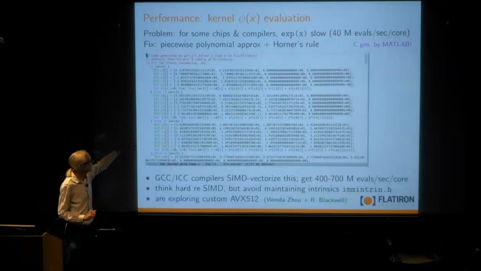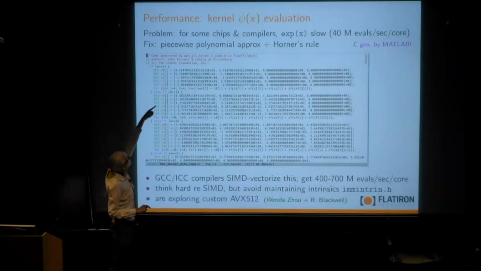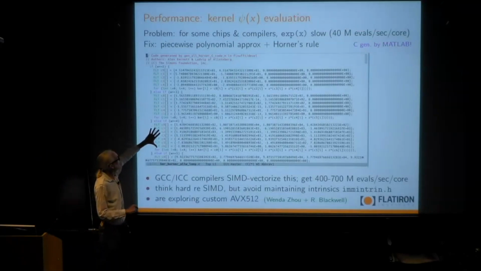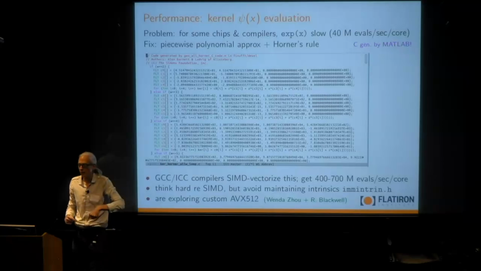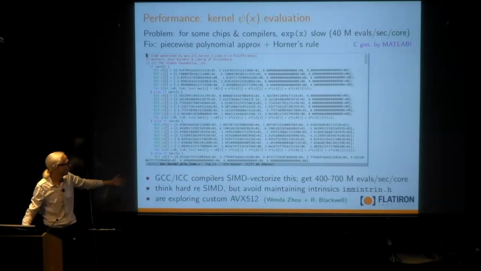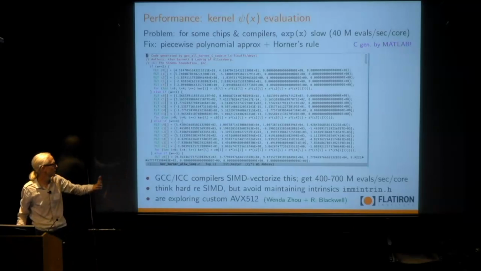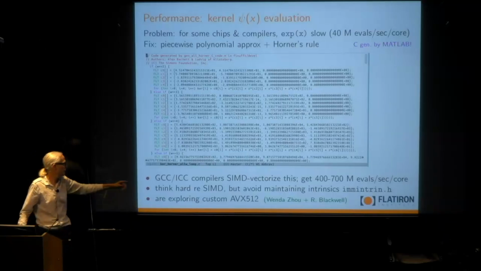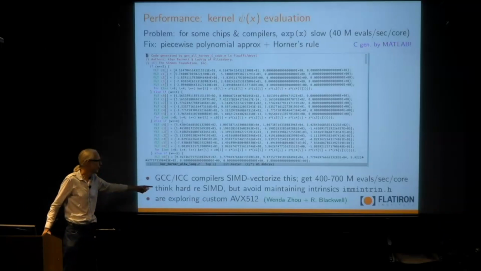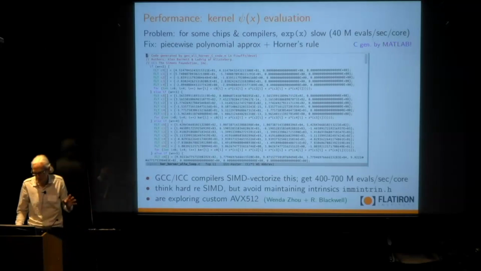And then Ludwig of Klinteberg, you'll see his name here, showed how we could basically transpose this and write it in a way that SIMD vectorized very well, so that we now got more like 400, so basically 10 times the evaluation rate of this kernel. So notice there's no SIMD code here. So this is one design idea: think hard about SIMD, but don't actually use the intrinsics.